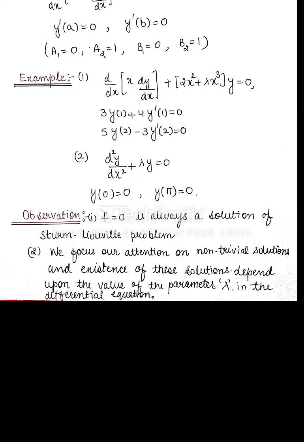So this is an observation from these examples and from the Sturm-Liouville boundary value problem: because the differential equation we are considering is a homogeneous linear differential equation, the function f is equal to 0 is always a solution of this problem. Note, I wanted you to observe that we focus our attention on non-trivial solutions because we already know one trivial solution, f is equal to 0.